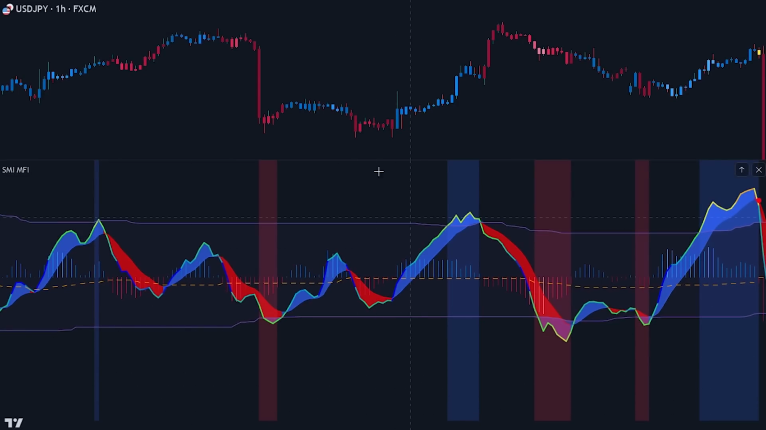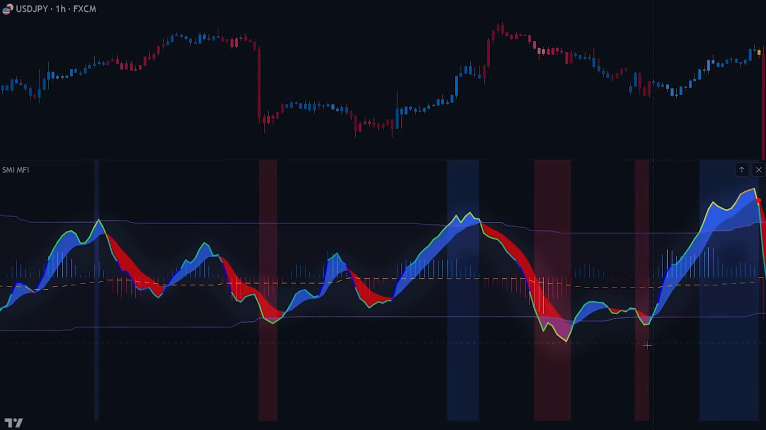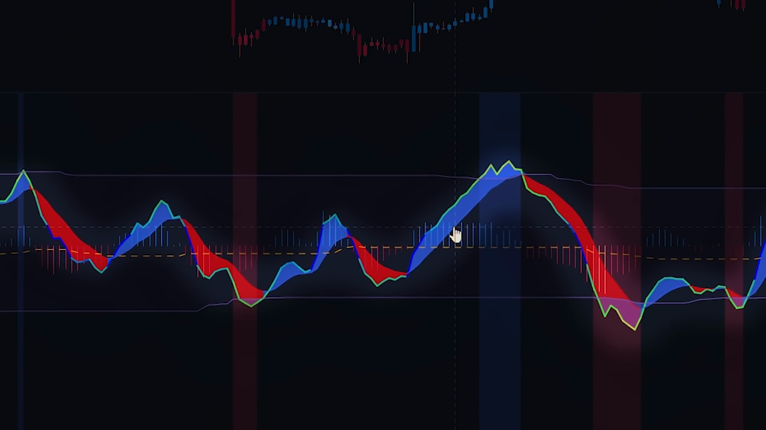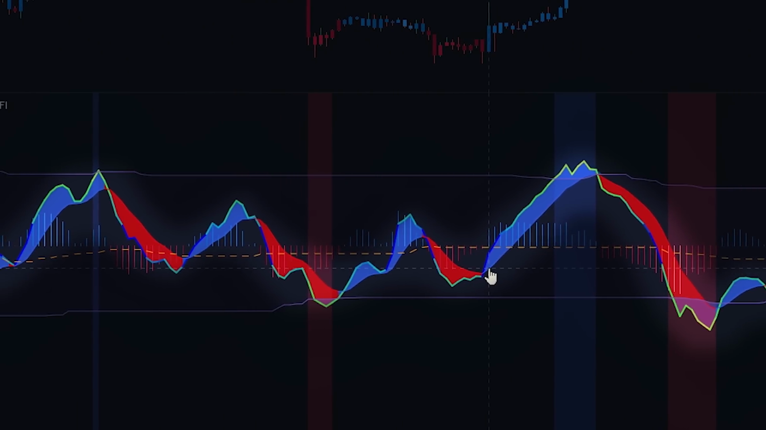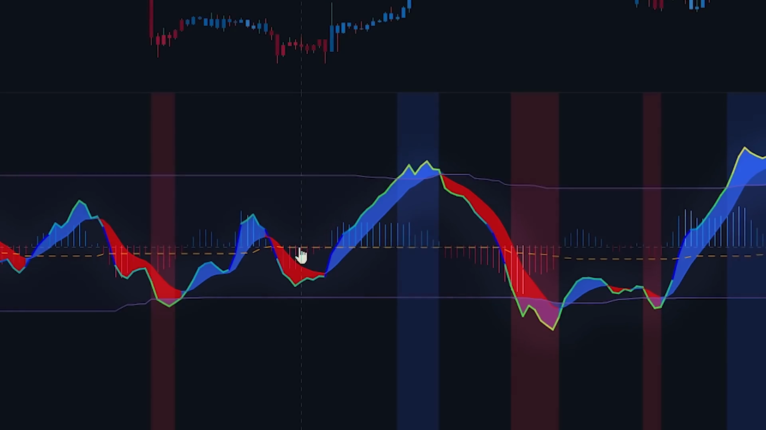The first element is the SMI MFI line, which is the oscillating multicolor line. The color of the line changes depending on the current value of the SMI MFI. Additionally, there is a signal line that closely follows the movements of the SMI MFI line. This signal line represents the value of an 8-period moving average applied to the SMI MFI line. The signal line can be either blue or red, depending on the direction of the signal.